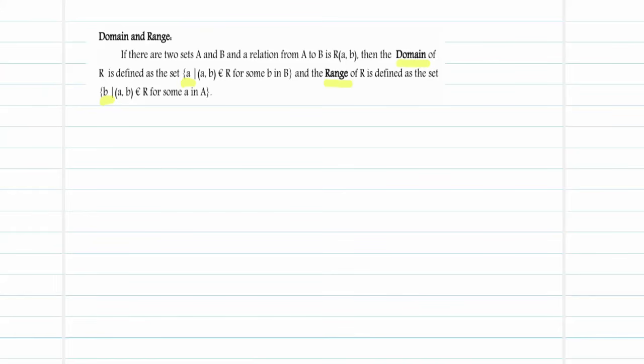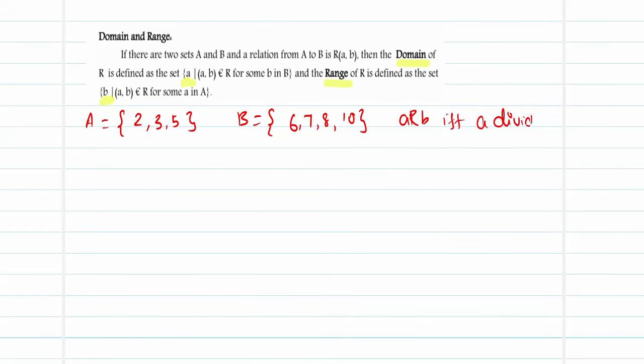So from the relation, if I am going to collect all the A's and form a set, they are called the domain of R. And if I am going to collect all the B's, then they become the range of my R. Now let us take an example like A is the collection of 2, 3, 5 and B is going to be the set 6, 7, 8, 10. I define the relation: A is related to B if and only if A divides B. So the condition is A divides B.